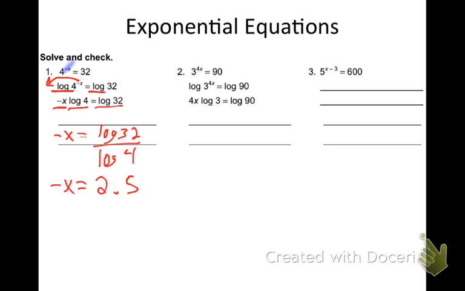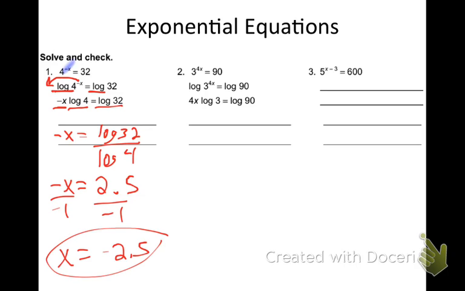What's the last step I need to do here then? I have negative x, so divide by negative 1. So my answer here comes out to be x equals negative 2.5. Nice job. Number 2, same idea here.